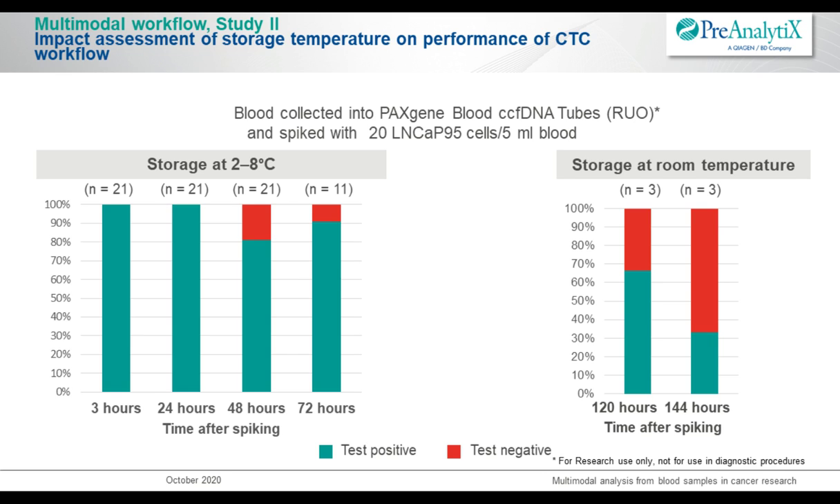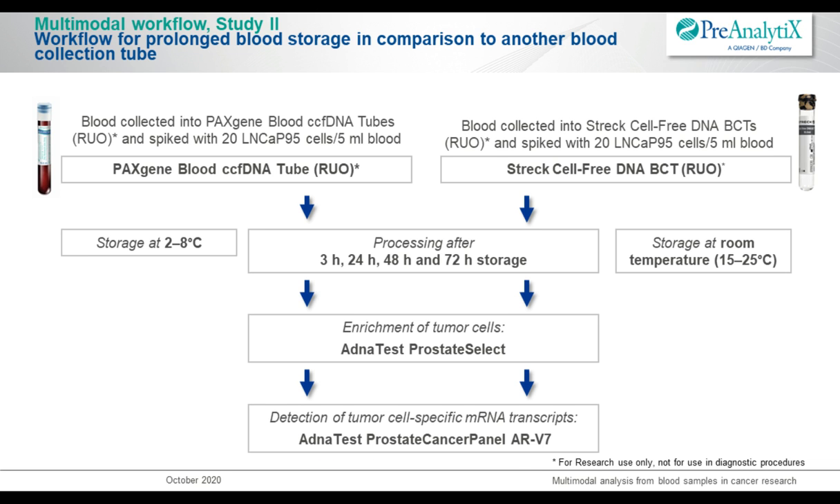So after we established this workflow, we of course looked into what happens if we do this in a similar way with competitor tubes. We again chose the Streck DNA tube to have a side-by-side comparison. For both tubes, we used the same workflow. We spiked in again 20 cells in both tubes. Then we used the optimized workflow.